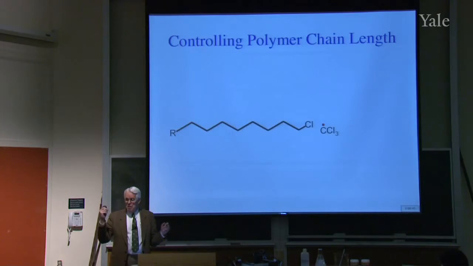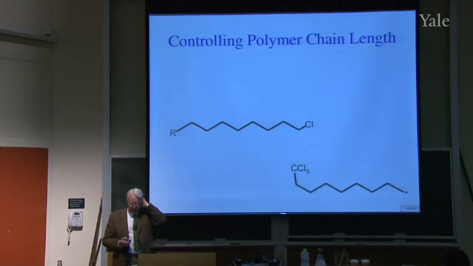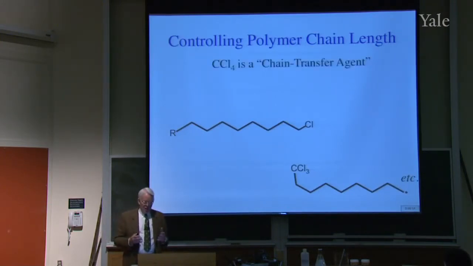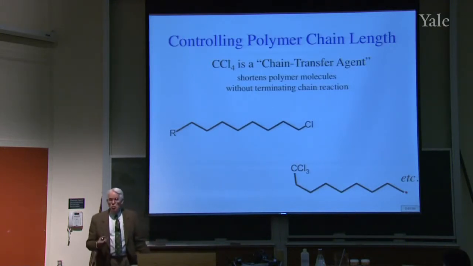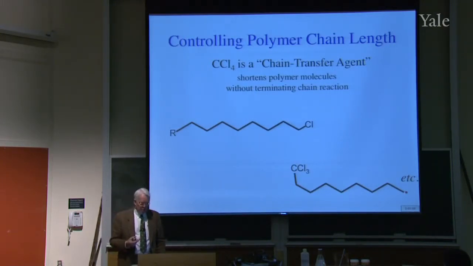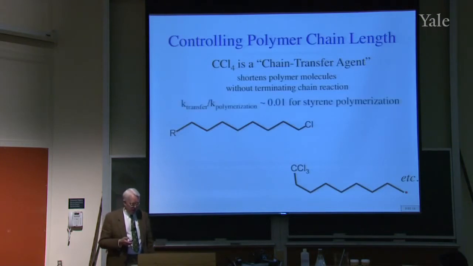But you have the trichloromethyl radical. So it can add to another alkene. And then that one can grow a new chain. So you see what you've done by this is used what's called a chain transfer agent. It doesn't destroy the kinetic chain, right? The radical still keeps working, but on a new molecule. So you shorten the polymer molecules without terminating the chain reaction. So if you add more of the chain transfer agent, you get shorter chains.